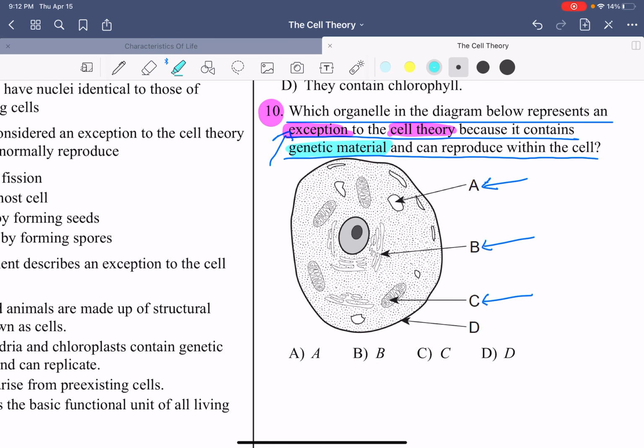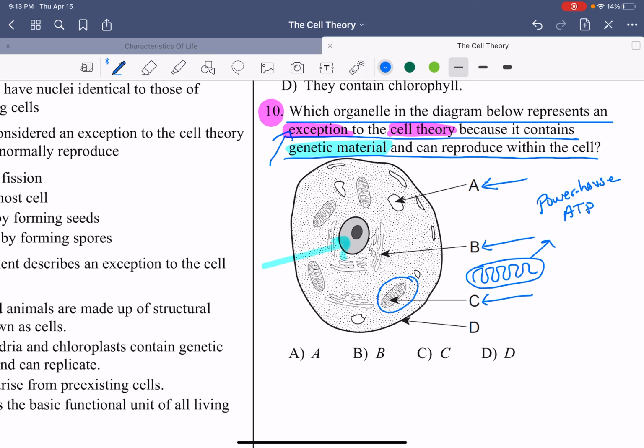The big one that contains genetic material is the nucleus, right? But there is another organelle that contains genetic material, and it is this one. Do you know this organelle off the top of your head? It's called the powerhouse as well. It makes ATP energy. It's the mitochondria. I'm sure you remember that one.